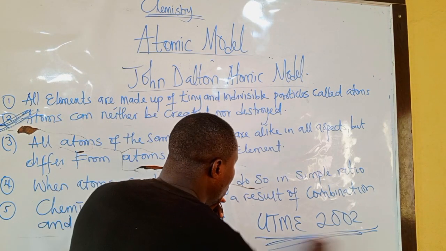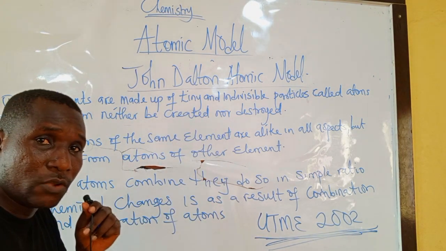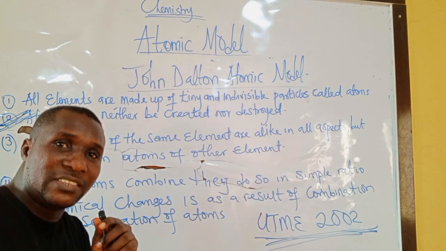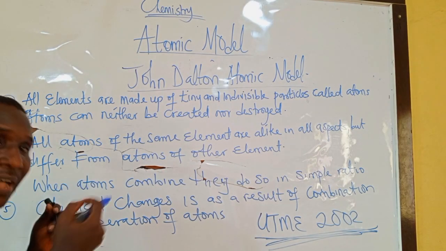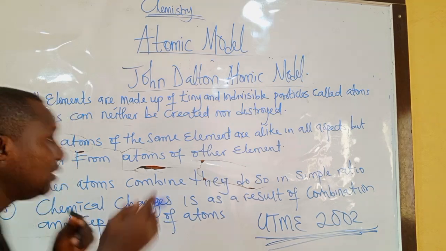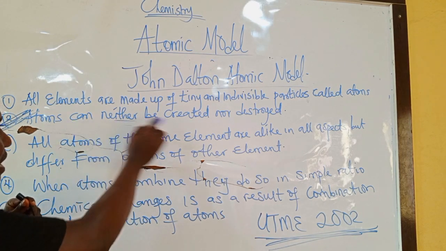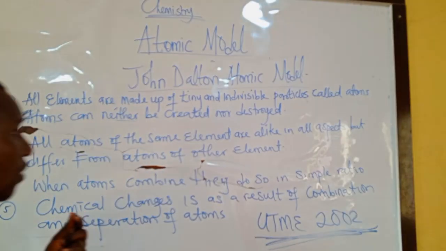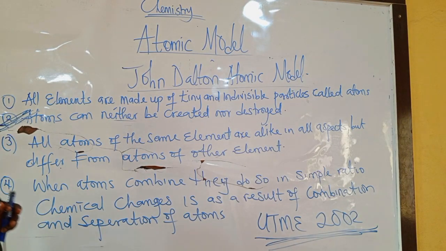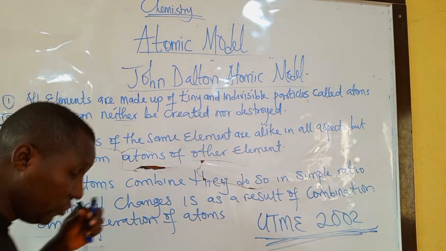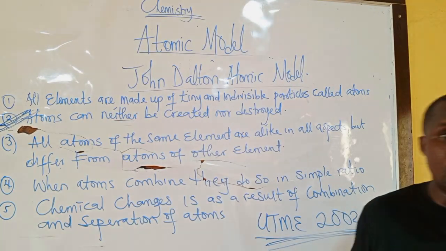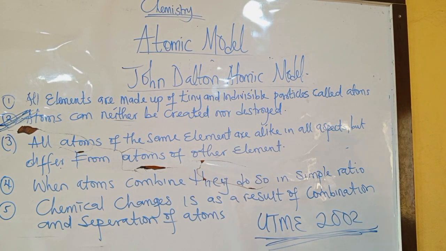That question came out in UTME 2002. Take note of that. Which of the following atomic models of John Dalton is still valid? The one that is still valid to some extent is: atoms can neither be created nor destroyed. Then let us go to the limitations of all this. Please pause the video and write it down before we go to the limitations.